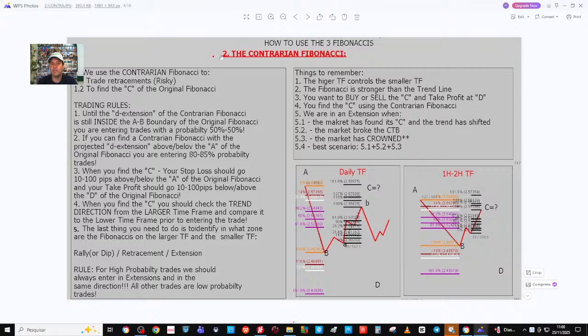Now the second one is what is called the contrarian Fibonacci. We use the contrarian Fibonacci, number one, to trade retracements, which is risky, and number two, to find the C of the original Fibonacci.